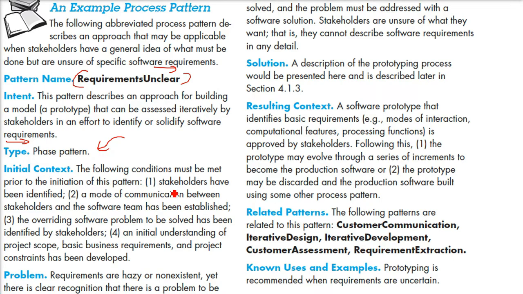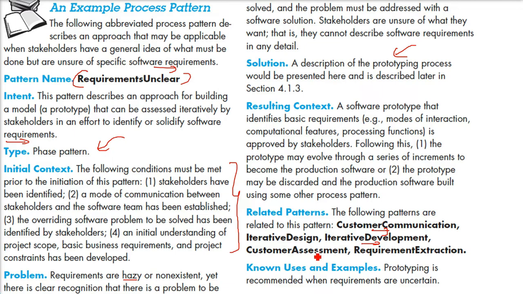Then type will be phase pattern. Initial context will be: how do you communicate? How do you identify the stakeholder? So the problem is the requirements are either ambiguous, hazy, or not even existing. Solution will be: what are the ways you are going to adopt to get it? That is the prototyping process, for example. What is the resulting context? The software prototype that will identify basic requirements, a series of increments like this. Related patterns will be customer communication, iterative design, iterative development, customer assessment, and requirement extraction. These are the related patterns.